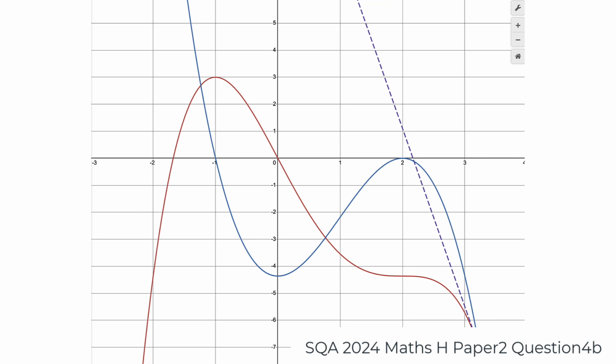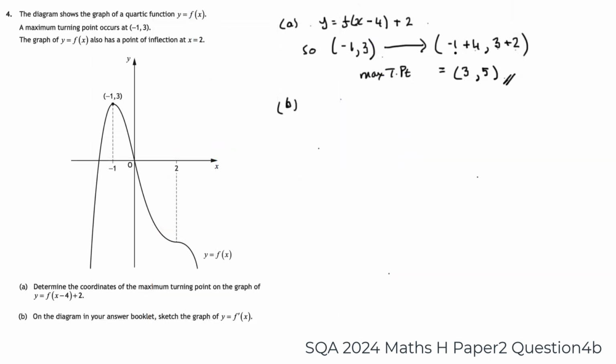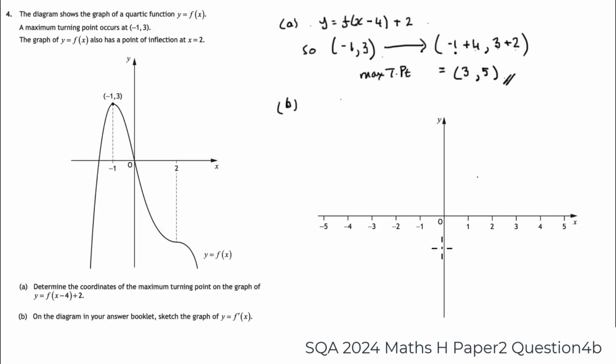So let's go back to the question. So here's the diagram from the answer booklet, and on this we have to sketch that y equals f dashed of x graph. Now, stationary points, or points of inflection, the gradient is 0 when x is negative 1, and the gradient is 0 when x equals 2. And remember, at x equals 0, this is the steepest downhill gradient that the graph has at this point.